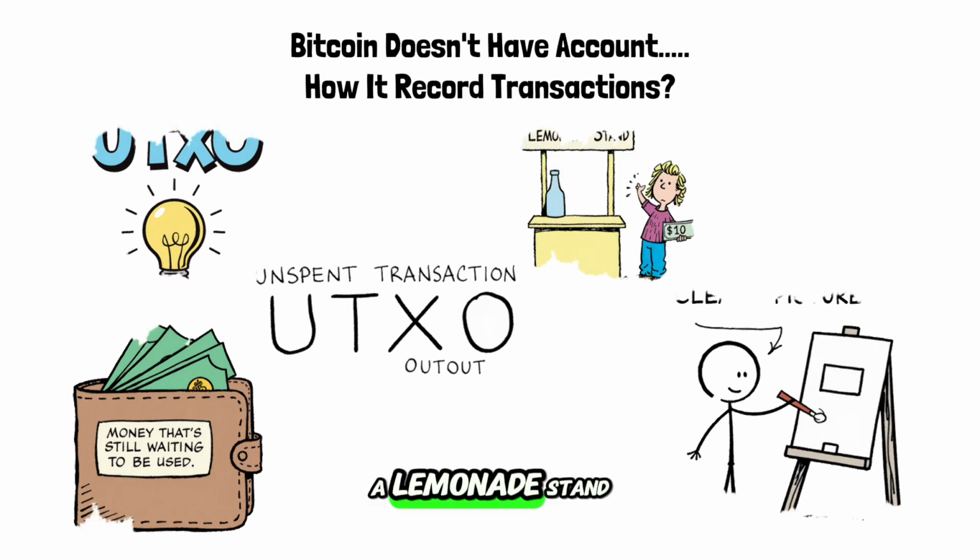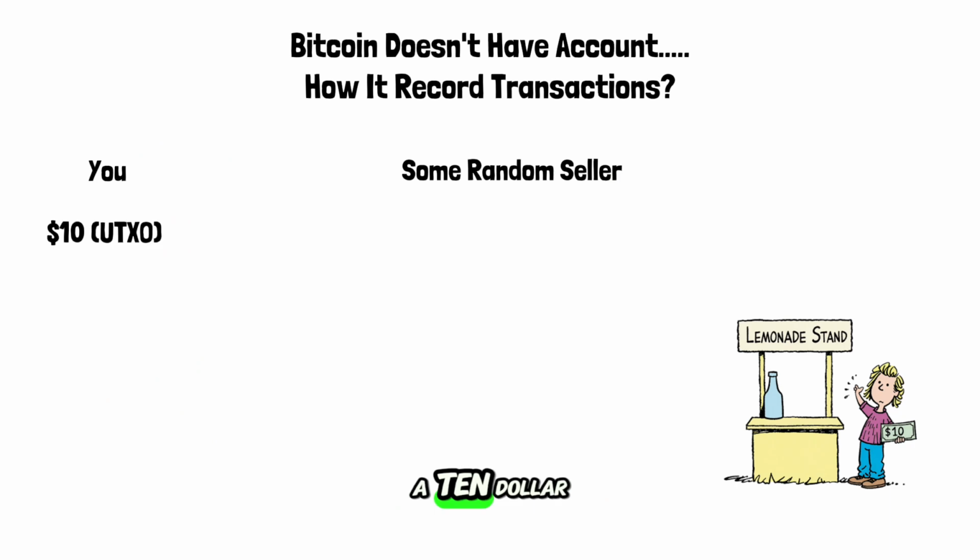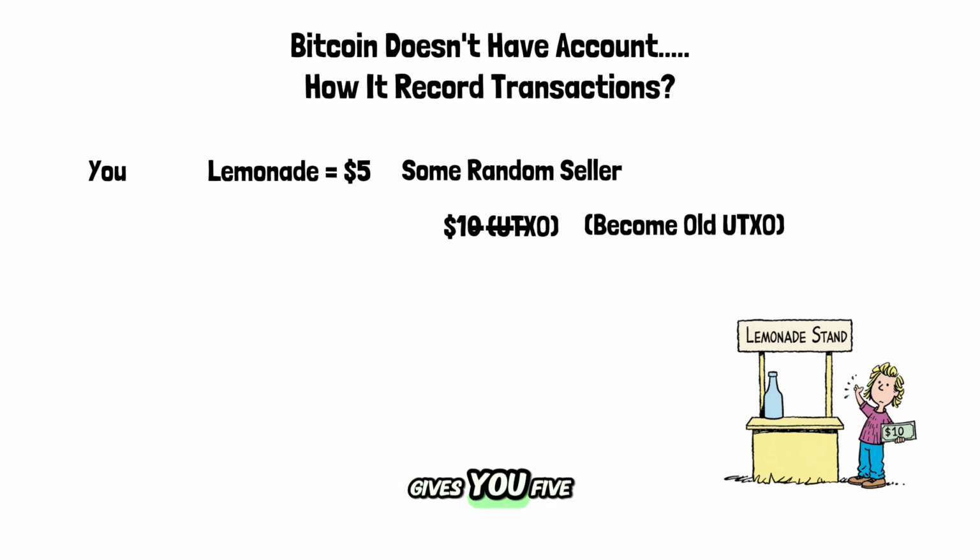Imagine you're at a lemonade stand, and you have, say, a $10 bill, and you want to buy a lemonade that costs $5. You hand over the 10, and the seller gives you $5 back in change. In Bitcoin terms, that $10 bill is like a UTXO, it's unspent. Listen, a UTXO is unspent until you use it.